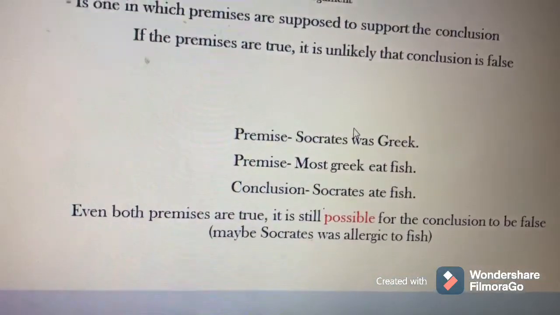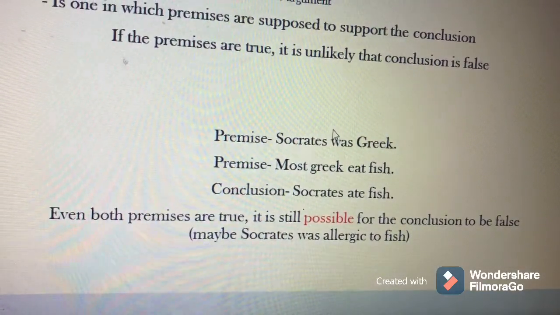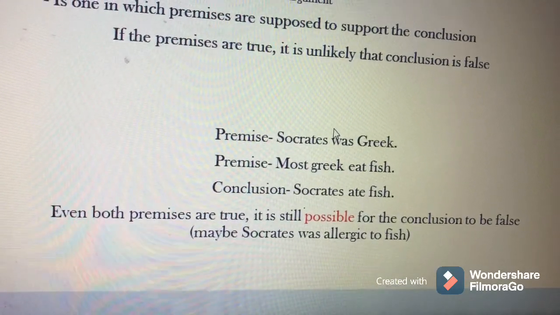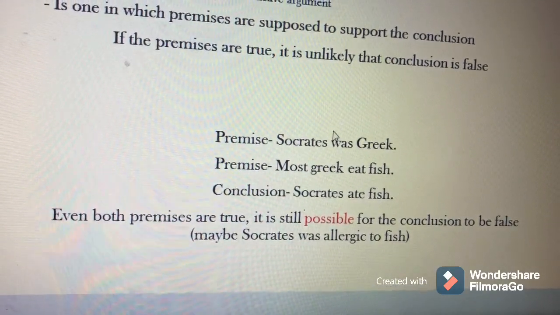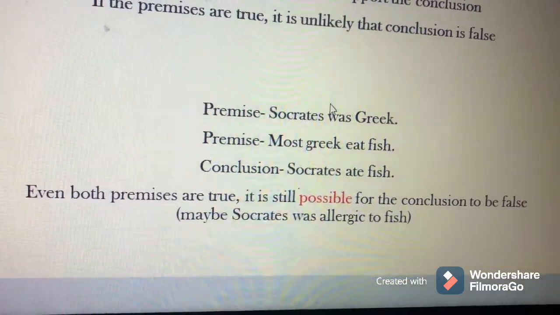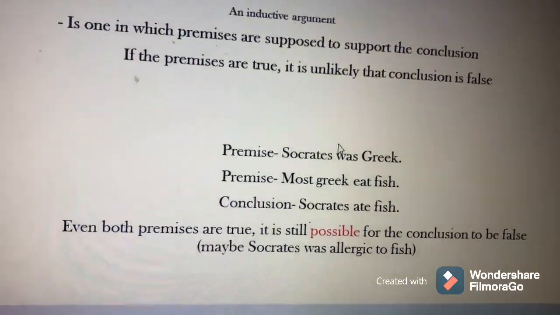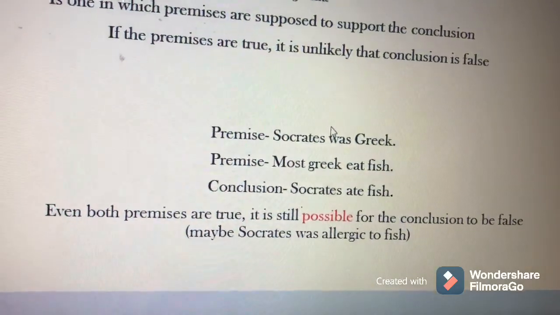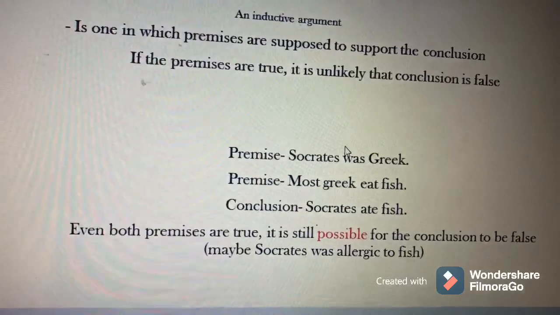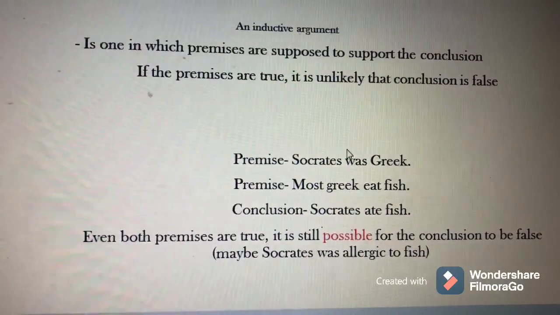Here is the example. First premise, Socrates was a Greek. Second premise, most Greeks ate fish. Conclusion, Socrates ate fish. Even if both premises are true, this one and this one, it is possible for the conclusion to be false, because maybe Socrates was allergic to fish, or he doesn't eat fish at all.